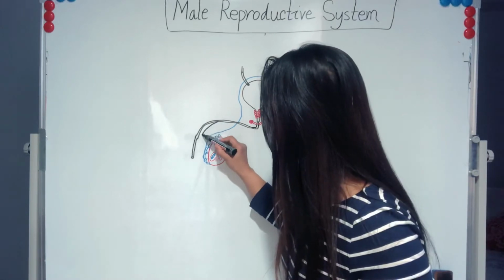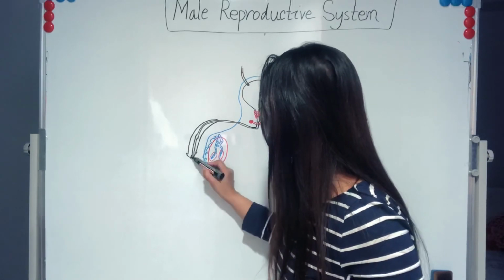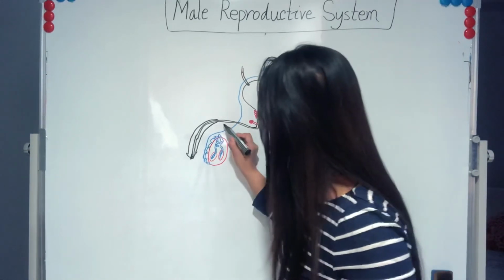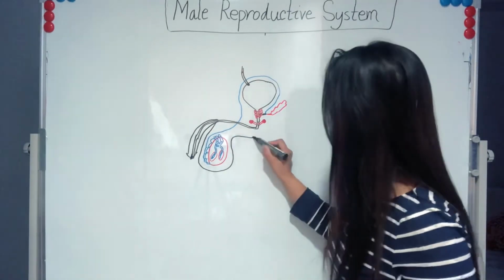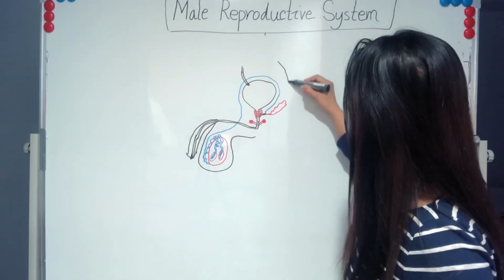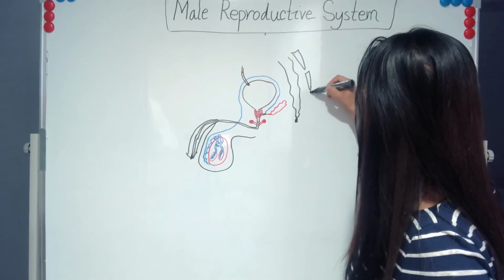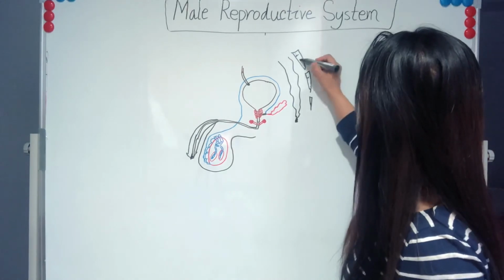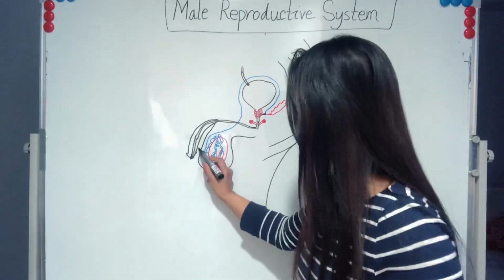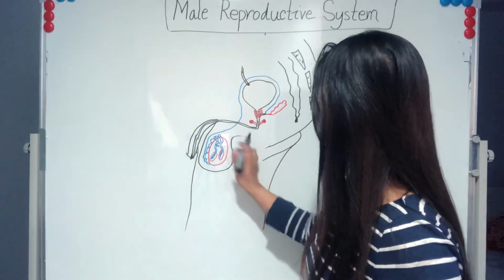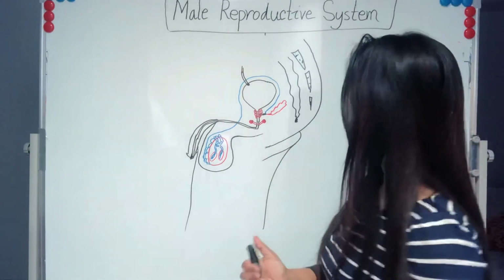Then penis, and this is scrotum. Then behind the urinary bladder, this is large intestine, anus. Then ribs, vertebral column. So this is the side view of male reproductive system.